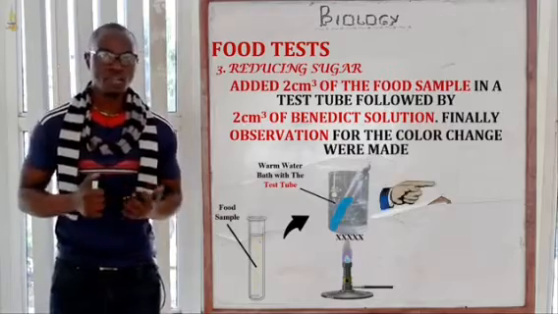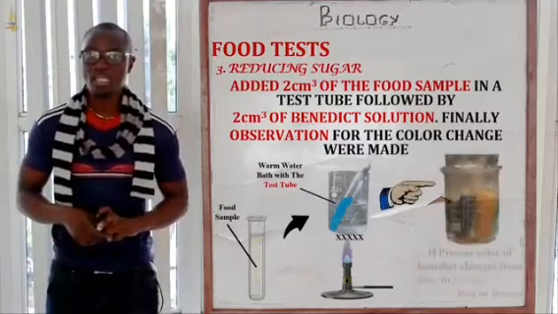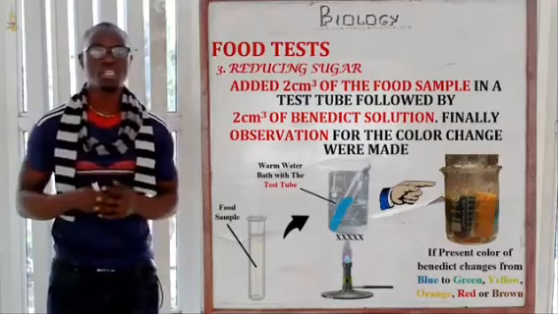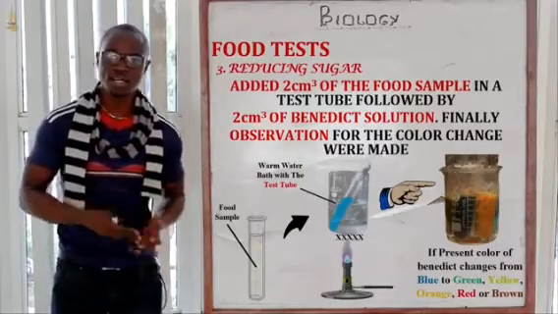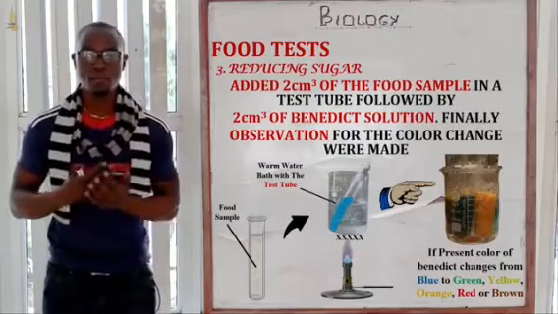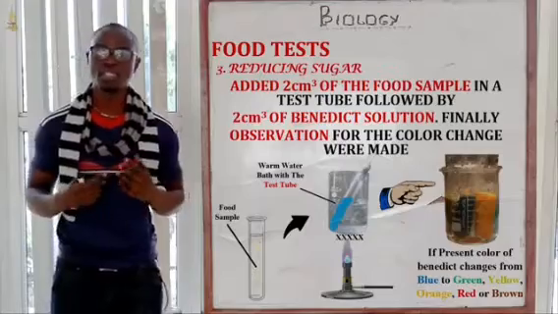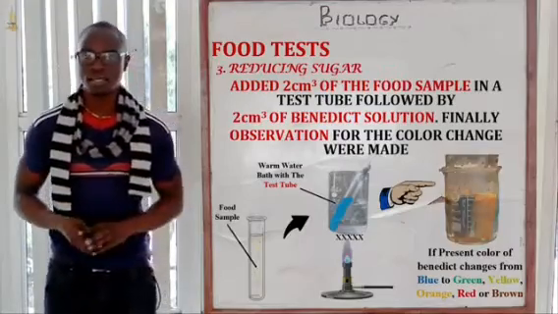Now, if reducing sugar is present in the food sample, the color of the Benedict's solution will change from blue to either green, orange, red, or brown. Brown indicates the maximum amount, and green indicates that there is very little.